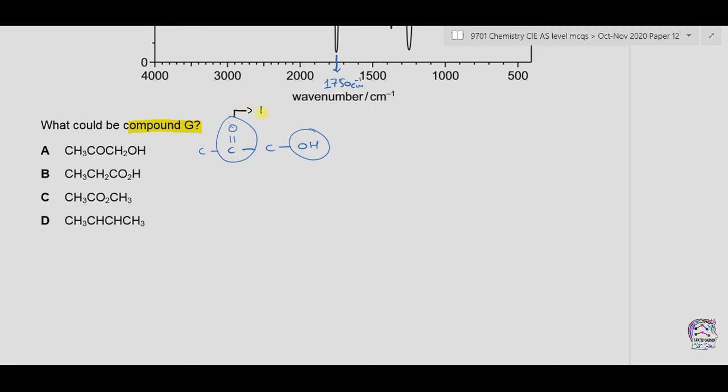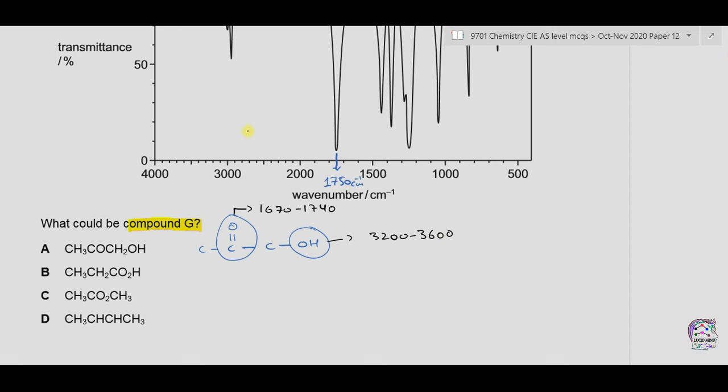Ketone gives a sharp peak between 1670 to 1740, while alcohol gives a sharp peak between 3200 to 3600. As we can see that the sharp peak between 3200 and 3600 is absent, so therefore A is incorrect.